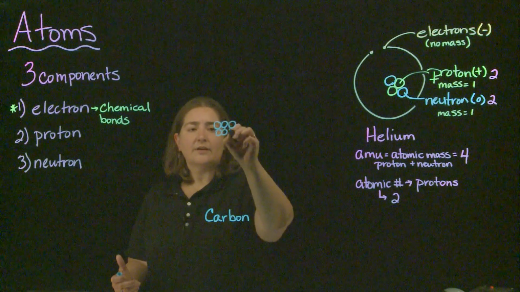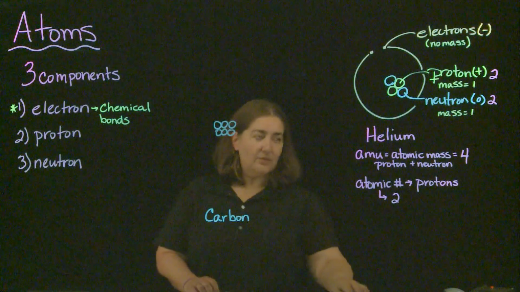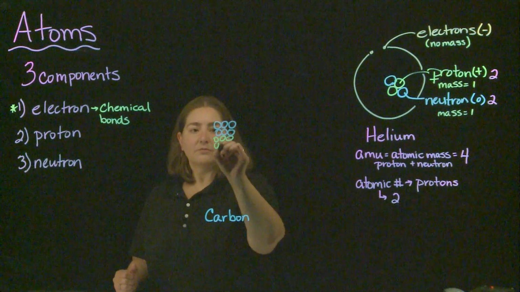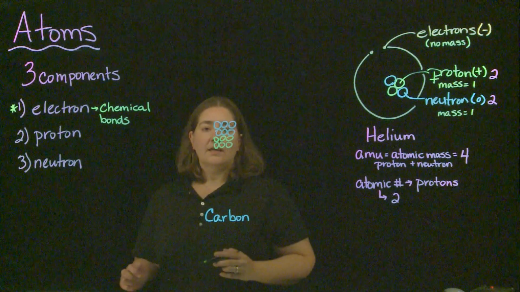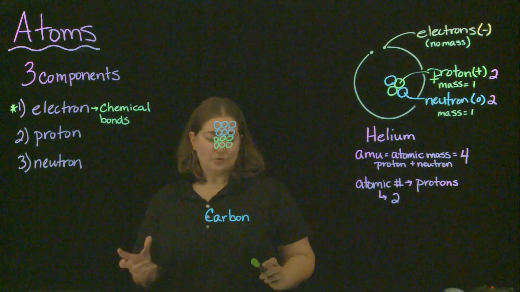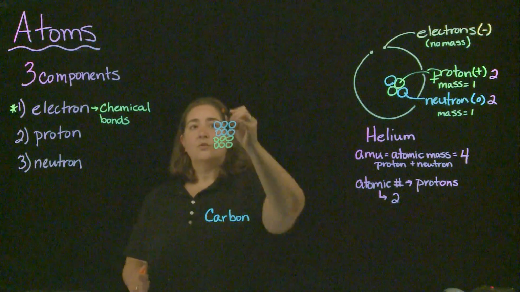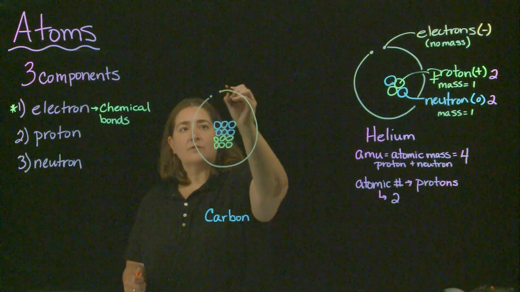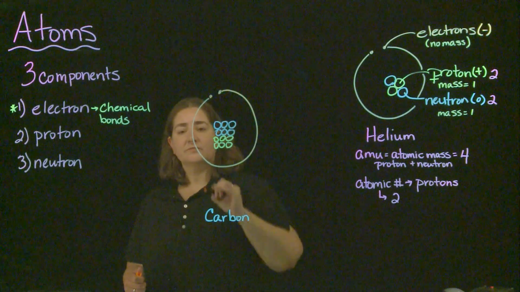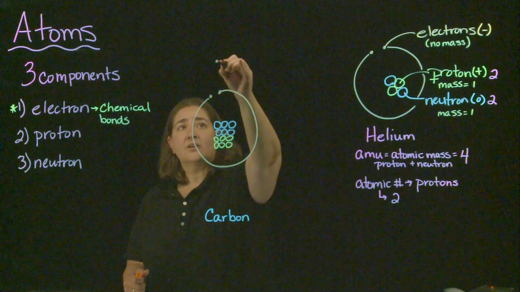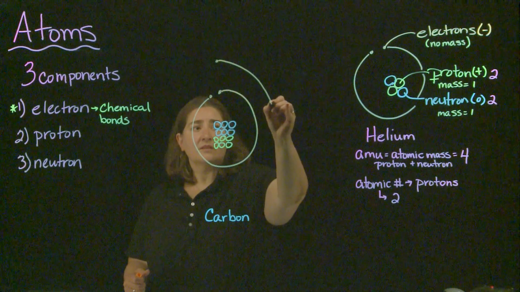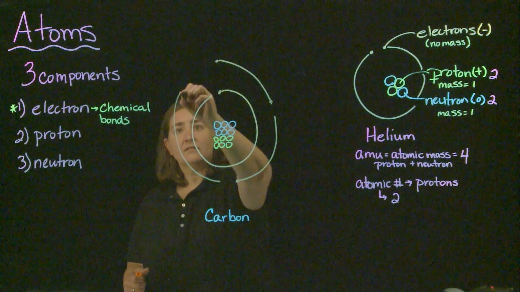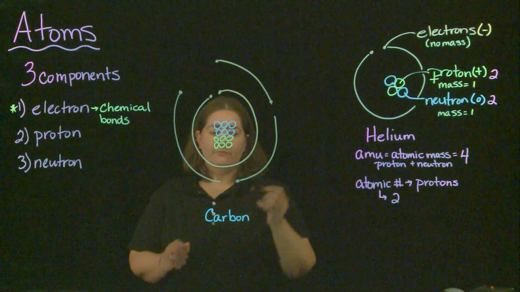3, 4, 5, 6. All right, so with carbon then, we're going to have 6 neutrons, 2, 3, 4, 5, 6, and we are going to have 6 protons, all right? With our electrons, like helium, we'll have 2 in that first shell, okay? And then in our next shell, we're going to have 4.